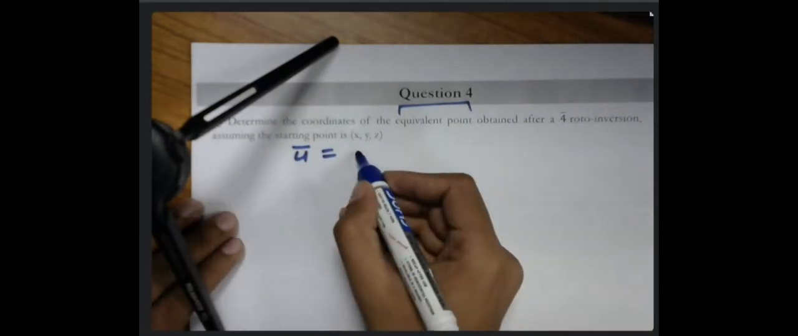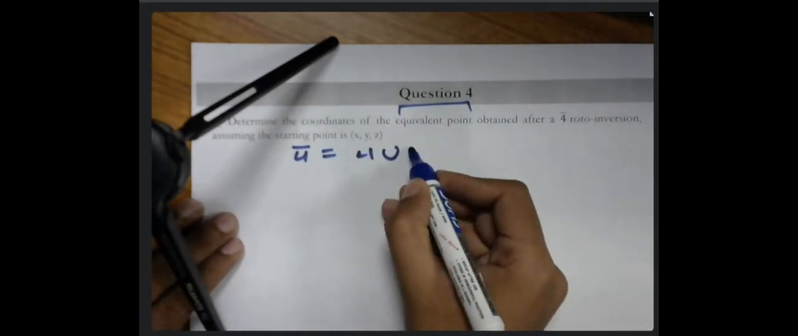Question number 4. Here we will do the entire operation which I just told you about. The question is telling us to determine the coordinates of the equivalent point obtained after the 4 bar roto inversion, assuming the starting point to be xyz. So you have to find the equivalent points, their coordinates, obtained after 4 bar roto inversion. Okay, so 4 bar is there and we know 4 bar is nothing but the 4-fold and the inversion.